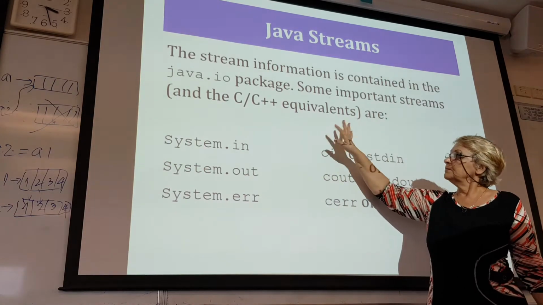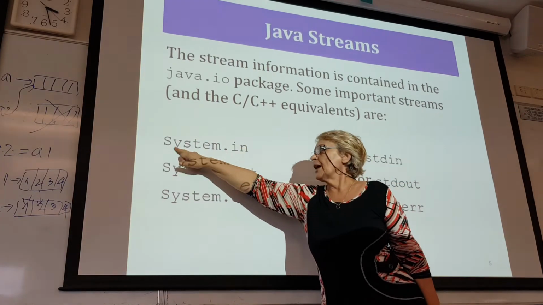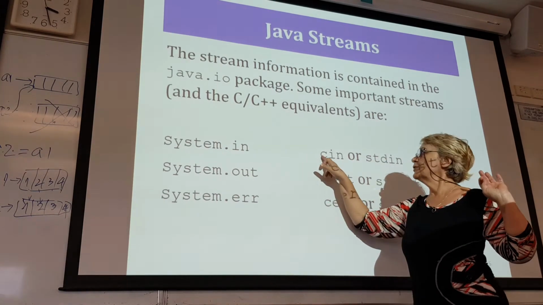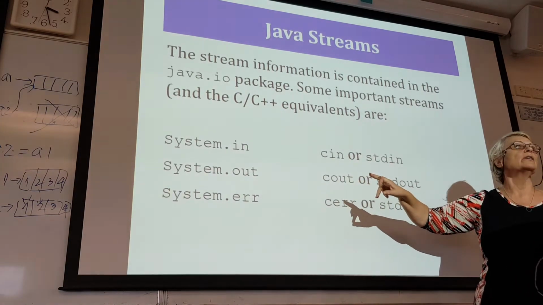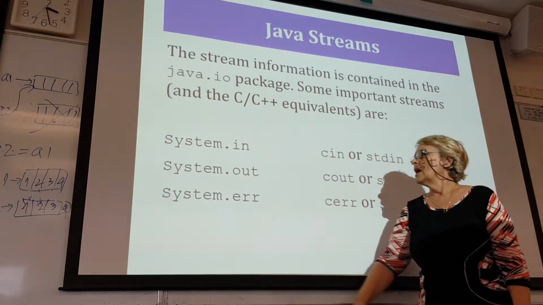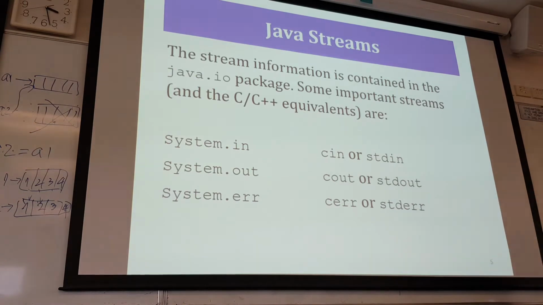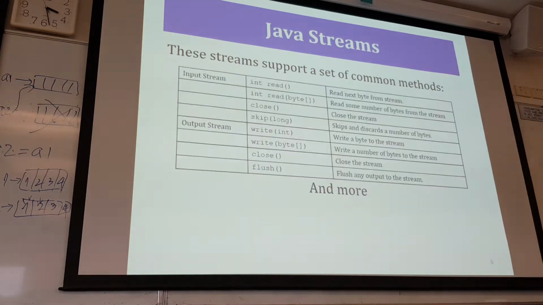Now, that input-output package provides a predefined object called System.in, and this is what you know from C++, in other words, associated to the keyboard, the standard input device. System.out is associated to the screen, and System.err is associated to the screen to display errors. And the equivalent exists in C and C++.